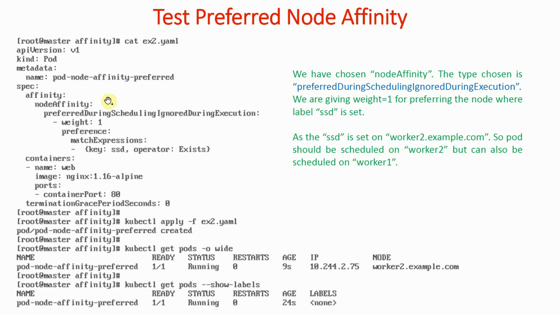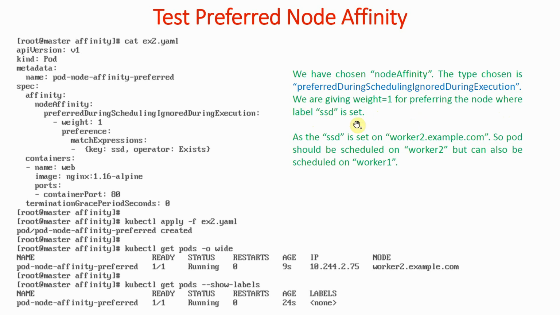So what is the meaning of this? That means we have chosen node affinity. The type chosen is preferred during scheduling and ignored during execution. We are giving weight 1 for preferring the node where the label ssd is set. You can give the weight from 1 to 100. The node where the weight is more, that will be preferred.